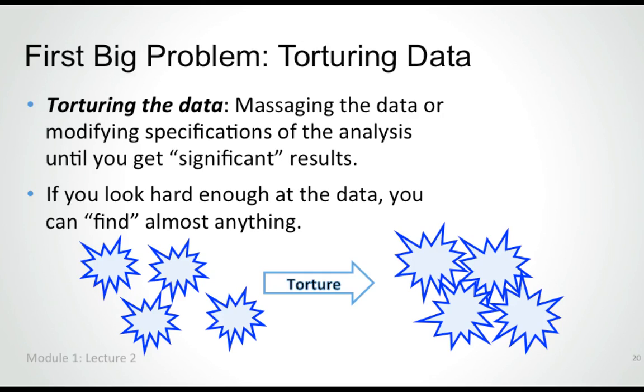Let's start with the first big problem, torturing the data. Torturing the data is when you keep massaging the data or modifying your specifications until you get significant results. The image at the bottom of the slide is my bad attempt at trying to get to the idea of having pieces of a jigsaw puzzle that don't quite fit together, but you make them fit by pounding them together in place. Similarly, if you look hard enough at the data, that is, if you keep adjusting your data or your analyses, you'll eventually find something. But just because you've managed to pound the puzzle pieces together doesn't mean you've created the true picture.